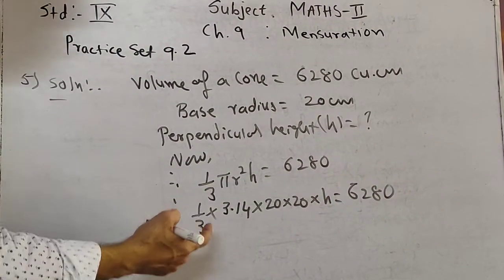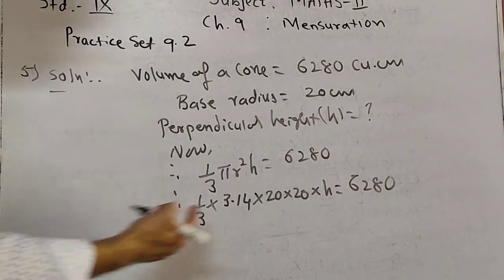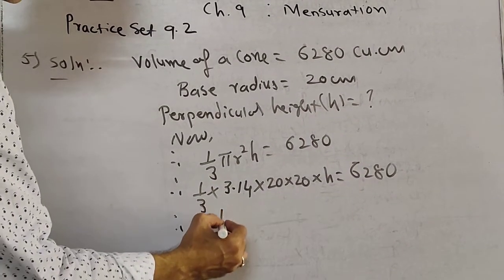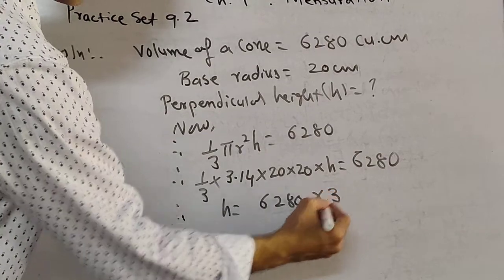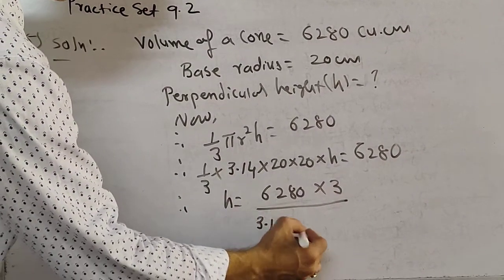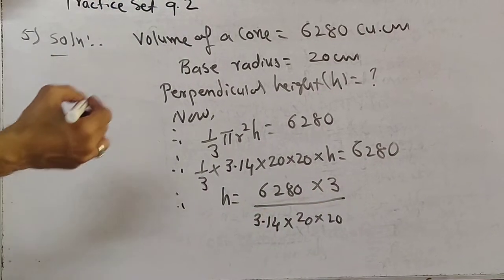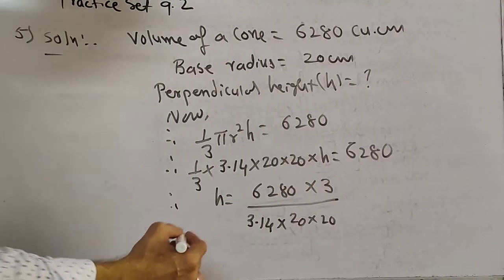So this is divided, this will come up, and all these numbers will go down. So h is equal to 6280 into 3 upon 3.14 into 20 into 20. 20 into 20 is 400. Okay, that we will write afterward.